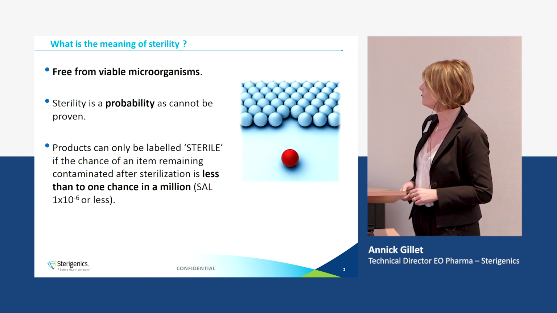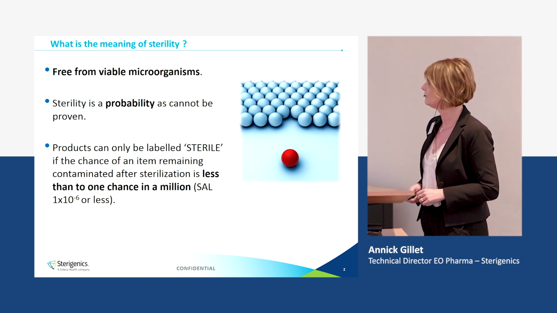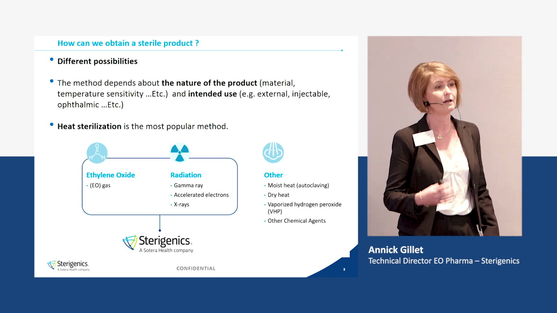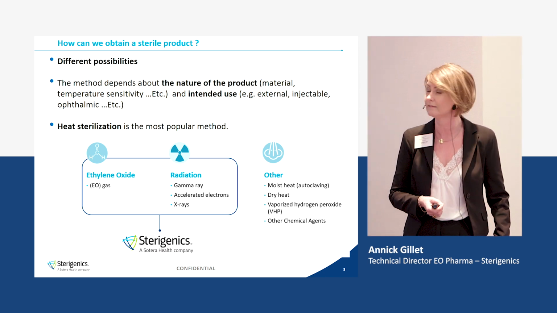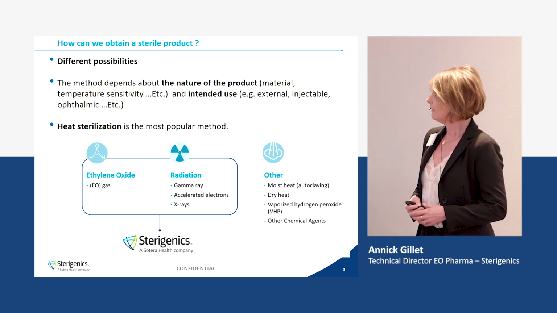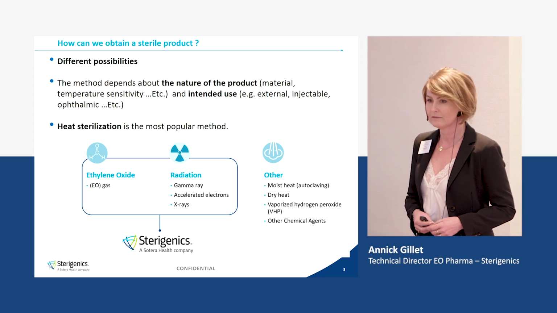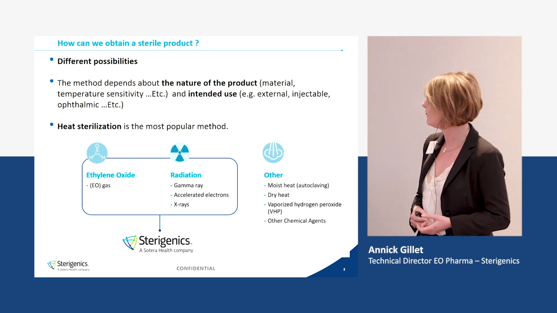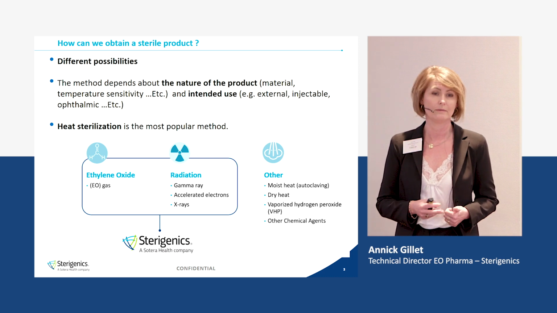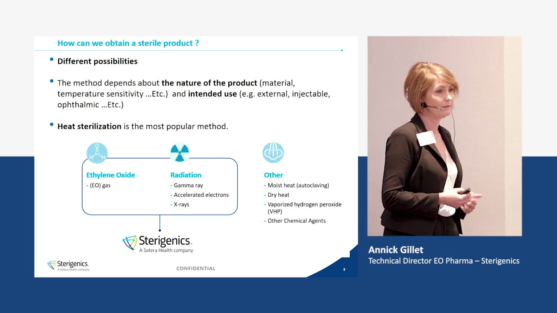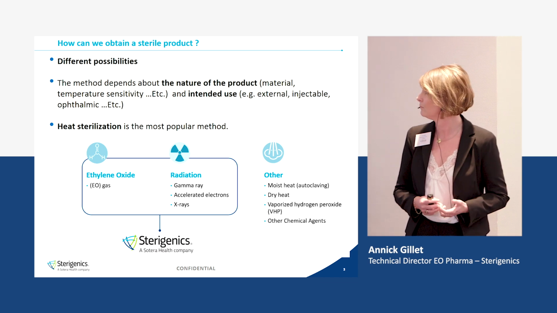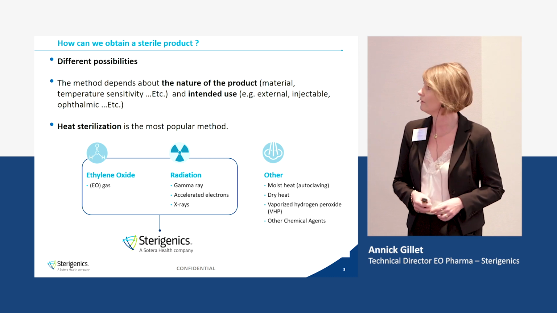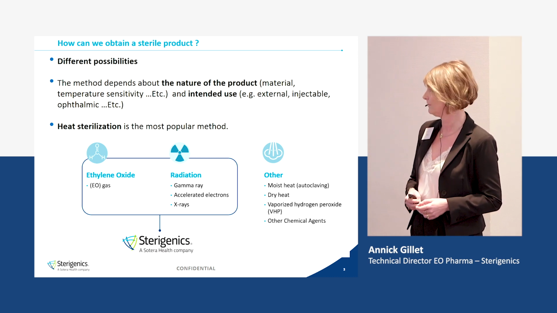But let's go a bit deeper together and see what is behind that, and what the different possibilities are to get that sterile product. And how will you select that method? Because there are various different methods. Today we will only talk about a few of them. But definitely you first have to think about the nature of your product. Maybe it's not able to resist high temperature. Depending also on the intended use of your product, your choice will be different.